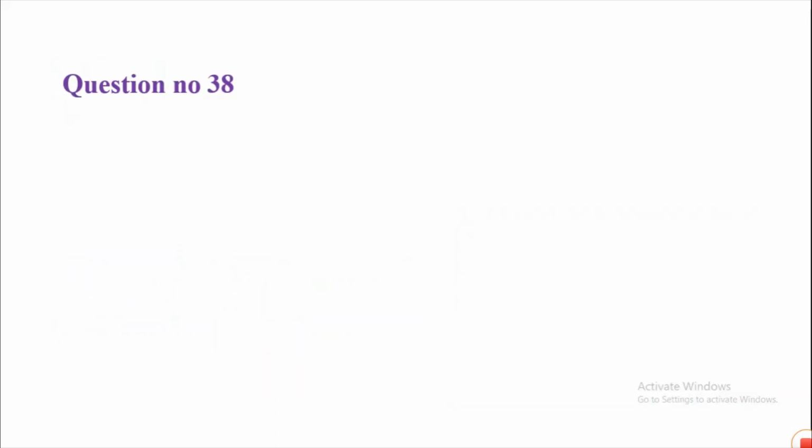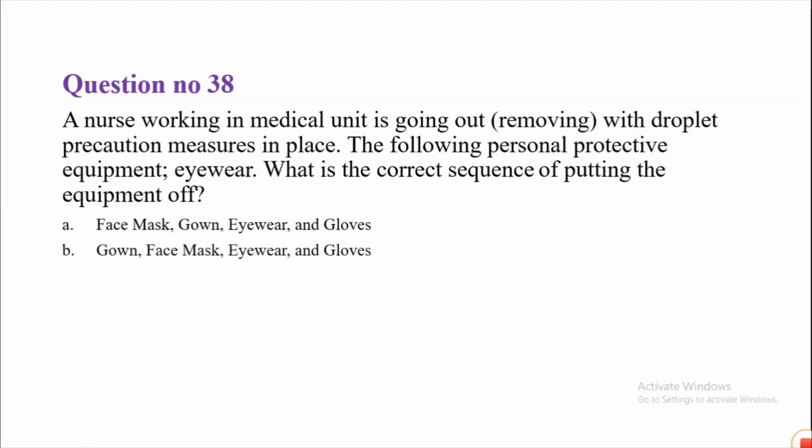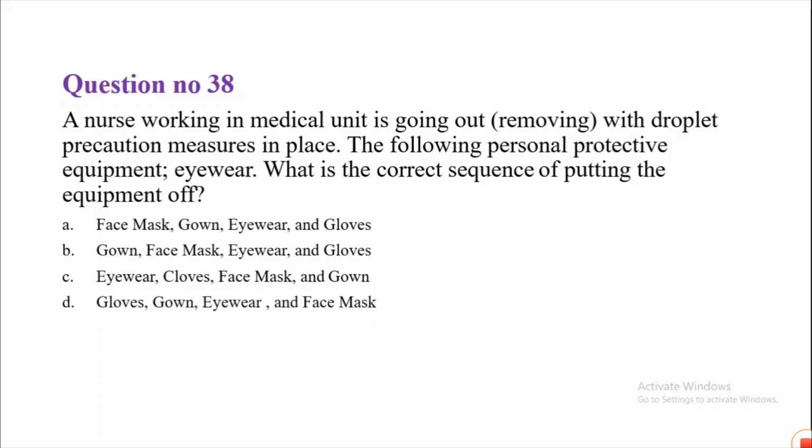Question number 38. A nurse working in a medical unit is going out after caring for a patient with droplet precaution measures in place. What is the correct sequence of taking the personal protective equipment off? The options are: A, face mask first and then gown, eyewear and finally gloves; B, gown first, then face mask, eyewear and gloves; C, eyewear first, gloves, face mask and gown; D, gloves first, gown, eyewear and face mask.